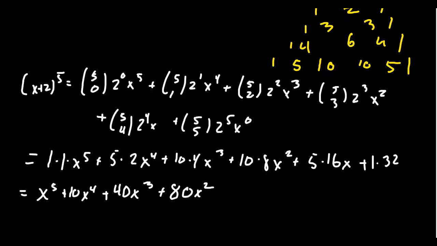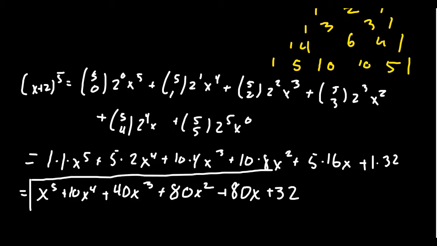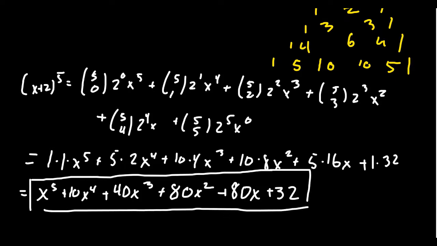Notice if you borrow one of the 16s, you get 2 times 5, which is 10. So you get 8 times 10, which is 80x. And then lastly, you're going to get 32. So when you compare that to the alternative, that was a whole lot easier to multiply out that binomial expression, x plus 2 to the 5th. It was super simple. We didn't have to FOIL anything at all because we saw this pattern here.